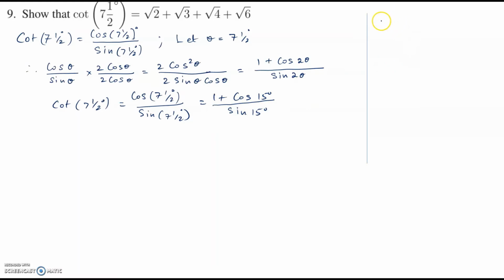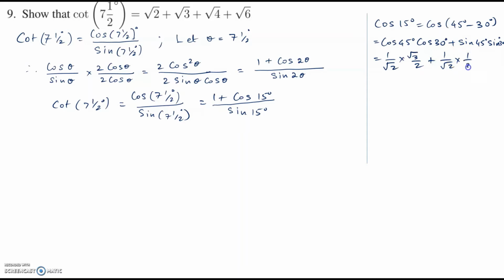Okay, now let's find the values of cos 15 degrees. We can rewrite this as cos of 45 degrees minus 30 degrees, which is equal to cos 45 cos 30 plus sine 45 sine 30 degrees. So substituting the values, this is 1 by root 2 into root 3 by 2 plus 1 by root 2 into 1 by 2. You get the value as root 3 plus 1 divided by 2 root 2. Similarly, our sine 15 degrees will be equal to root 3 minus 1 divided by 2 root 2, using the same method.